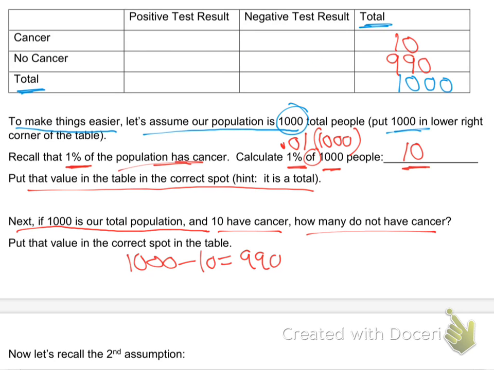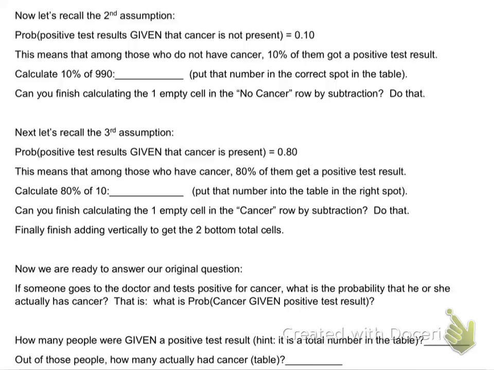Again, we don't know if those people tested positive or tested negative. We don't know anything about their test. We just know they don't have cancer. All right, let's keep moving. So now the second assumption. If you go back, it said positive test result given that cancer is not present, 10%.